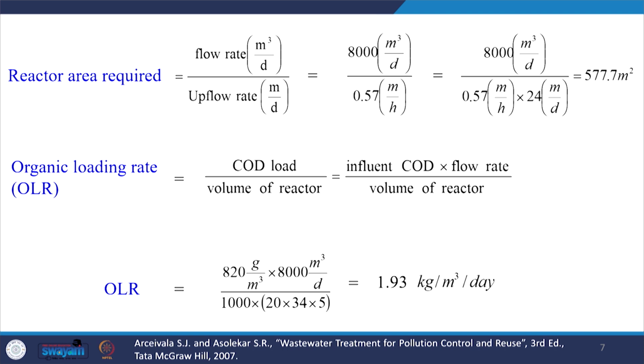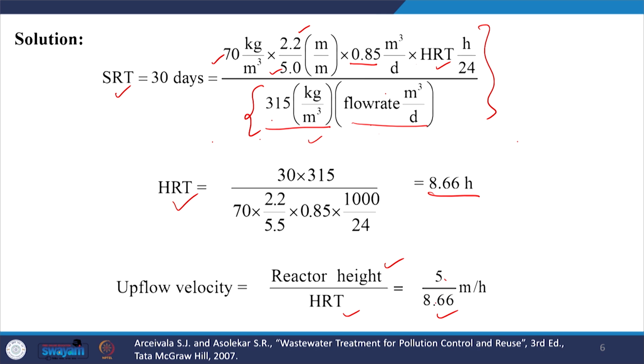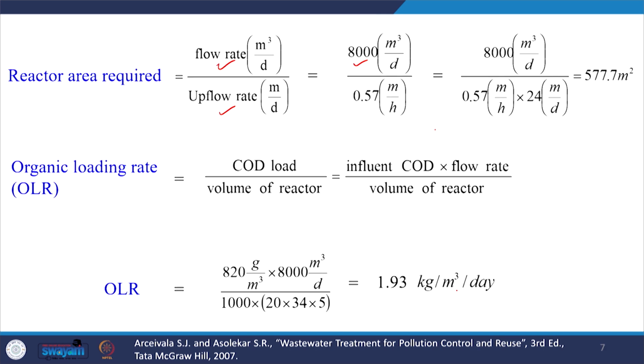The reactor area required will be flow rate divided by the upflow rate. Now, we can see here the flow rate is 8000 meter cube per day. The upflow velocity is 5 divided by 8.66, so it is roughly 0.57. So, 0.57 is the upflow rate. If we divide by this, in place of per day we are calculating per hour, so we have to change this unit. That is why 24 has been multiplied here. So, the overall area comes out to be 577 meter square, which is the required reactor area.